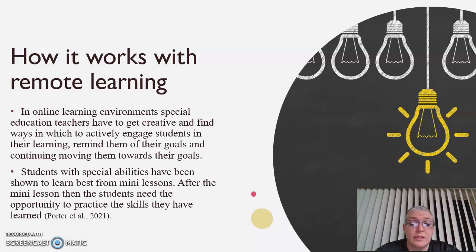Students with special abilities have been shown to learn best from mini lessons, and after the mini lesson, the students need the opportunity to practice the skills they have learned through different activities. There are different websites now that have math lessons and literacy lessons, science lessons, and social studies lessons. So using those different avenues to be able to have them interact with the information that they have just learned.